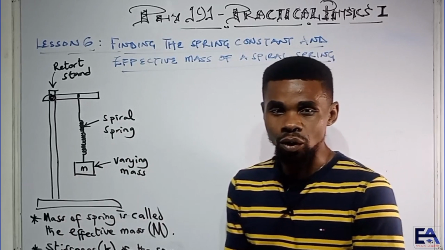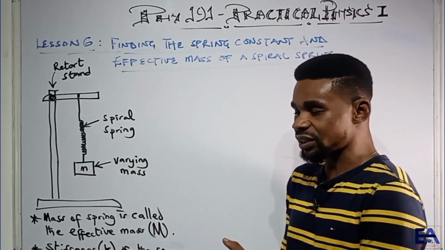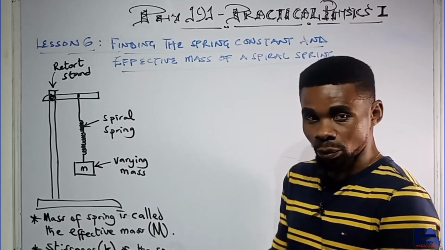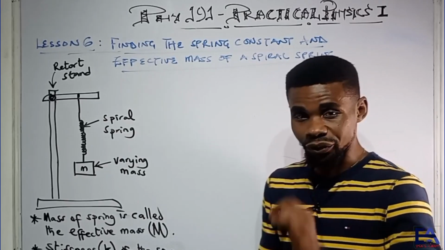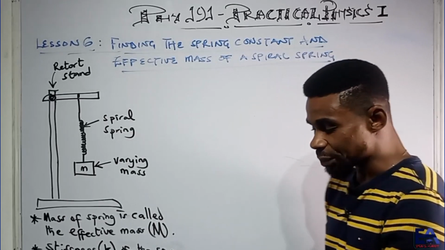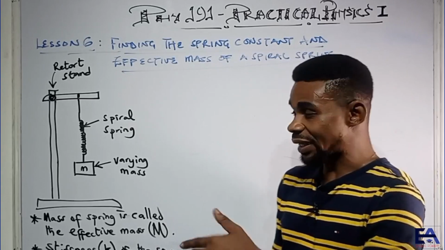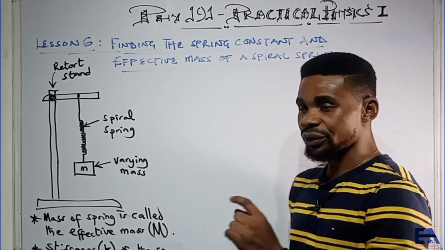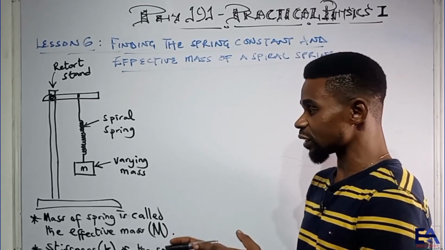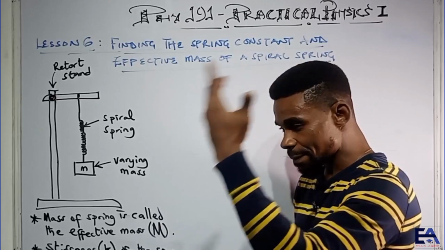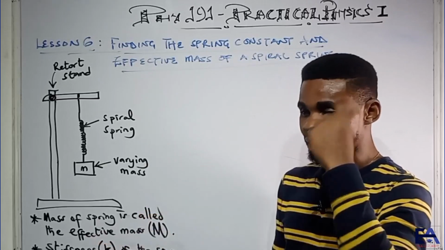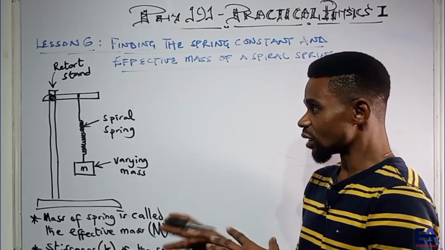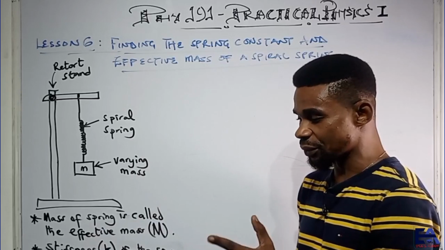We record the time it takes to cover 20 full oscillations. Then the period is whatever time we eventually got, divided by 20, because the period is the time for one oscillation. So if 20 oscillations took a particular amount of time, then one oscillation will be that amount of time divided by 20. You understand it now? So that is the period of oscillation.